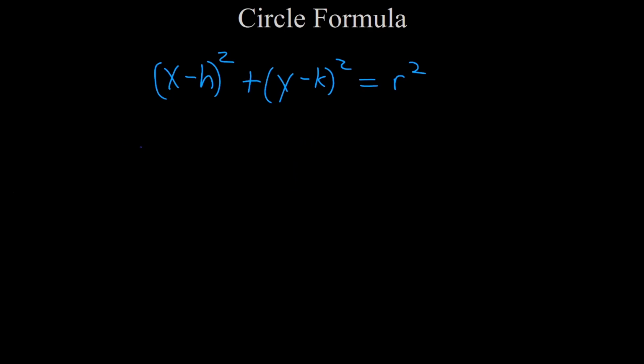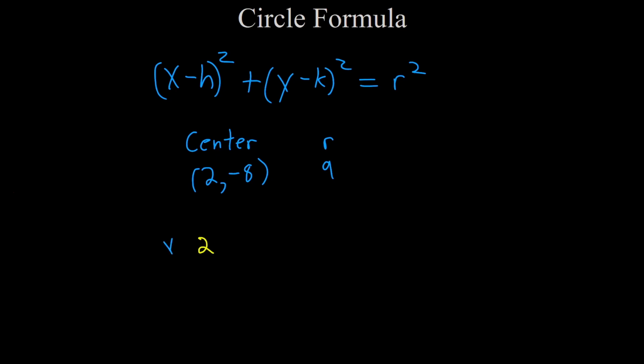Next, let's take a look at how this would work for writing the equation for a circle. If we have a circle with a center at (2, -8), and it has a radius of 9, what would the formula for the circle look like? Well, we have moved to the right 2, so our h value needs to be 2.